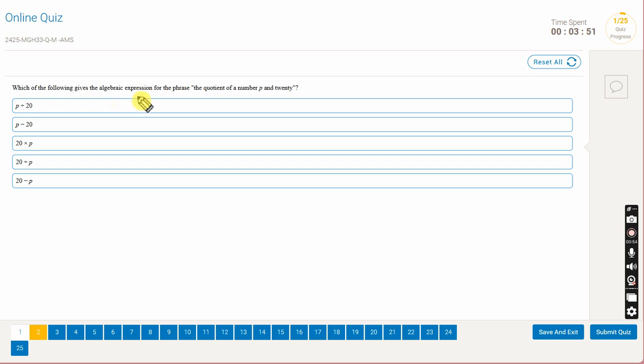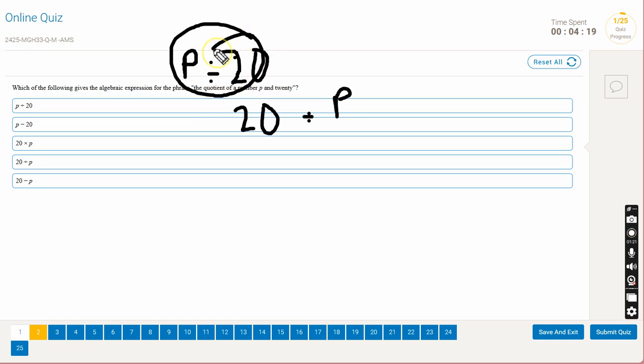So which of the following gives algebraic expressions for the phrase the quotient of a number p and 20? Now remember, whenever you have quotient, you know that is division. A number p and 20. When they write a number p and 20, p will come first. So it will be p and 20, like this. If they said the quotient of a number 20 and p, you write it the opposite way. Okay, so keep this in mind. We will be going with the first option, p and 20. Let's go to the next one.